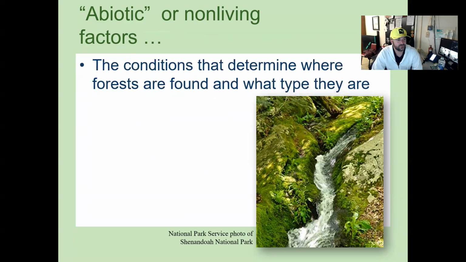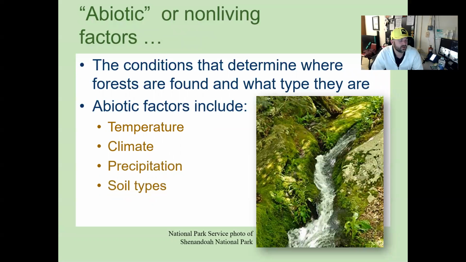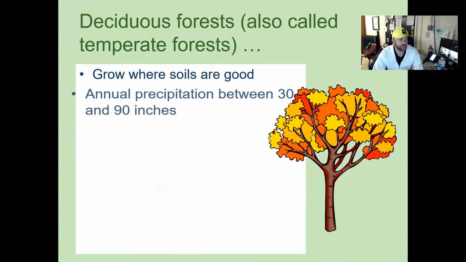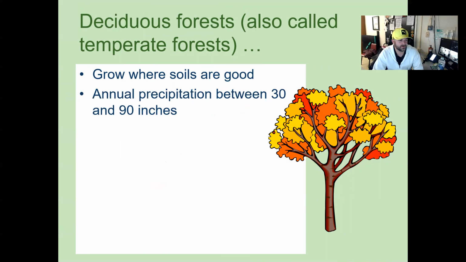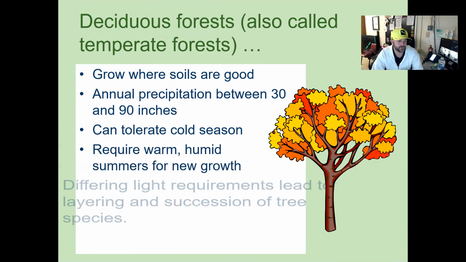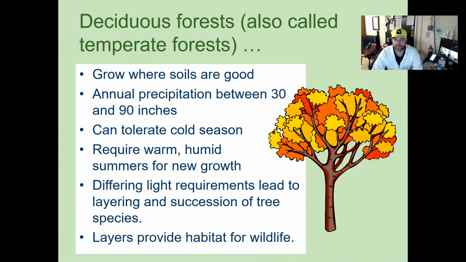Abiotic, or non-living, factors are the conditions that determine where forests are found and what type they are. Abiotic factors include temperature, climate, precipitation, and soil types. Deciduous forest, also called temperate forest, grows where soils are good, annual precipitation is between 30 and 90 inches, and it can tolerate a cold season but requires warm, humid summers for new growth. Differing light requirements lead to layering and succession of tree species, and layers provide habitat for wildlife.